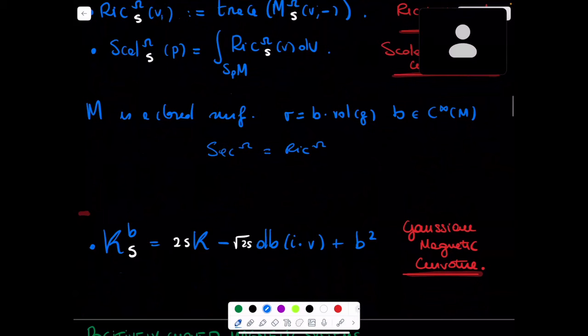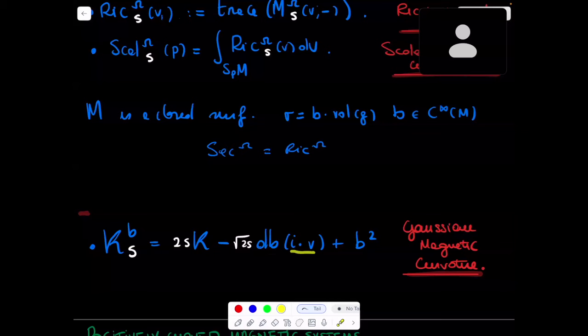So the Gaussian magnetic curvature is 2S times the Gaussian curvature of the surface. And then we have a linear term in S, which is the differential of B applied to iV, and i is just the anticlockwise rotation by an angle pi over 2. And then we have a quadratic term, B squared.